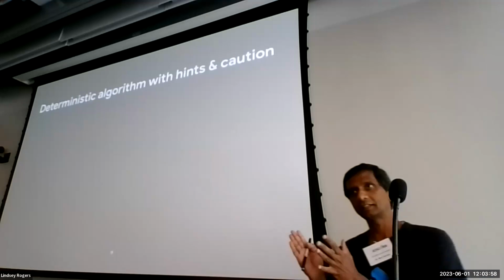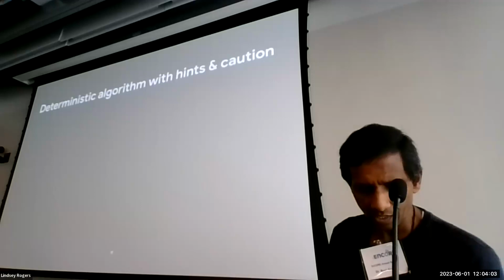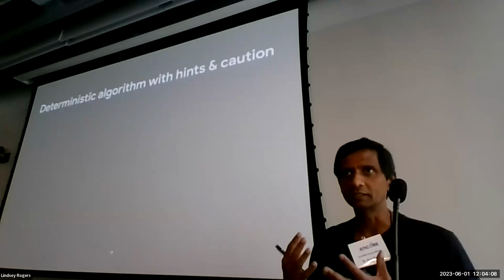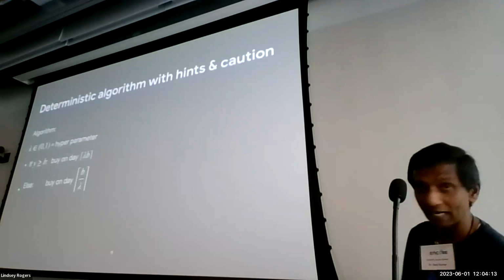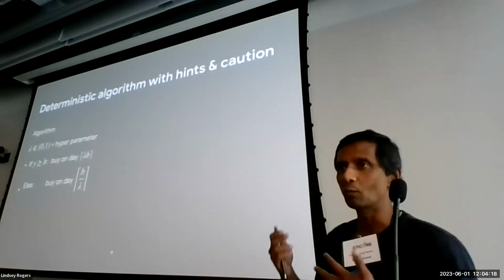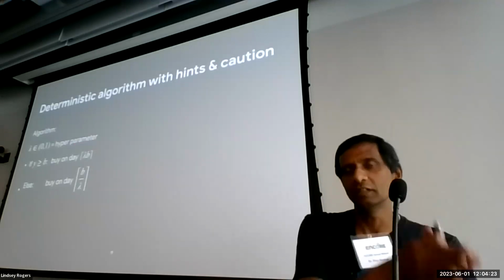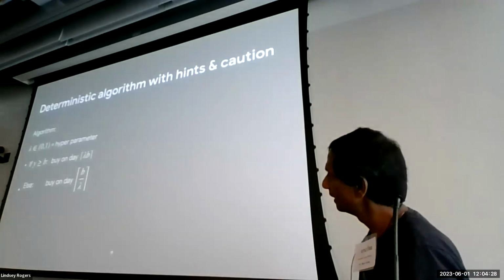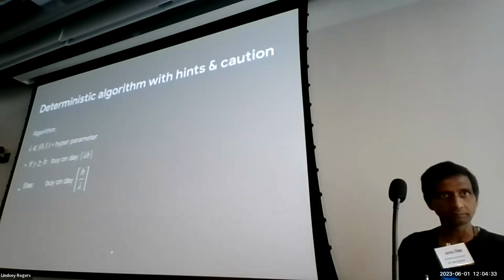So here is a slightly more non-trivial algorithm. The idea is to use the hints, but treat them with some caution. The caution is captured by a parameter we call lambda. What we do is, instead of buying on day one, we buy on day lambda times b. Don't buy on the first day, but buy on some scaled down version of the b day. Otherwise, you buy on day b over lambda. This is the simple algorithm that uses the hints.